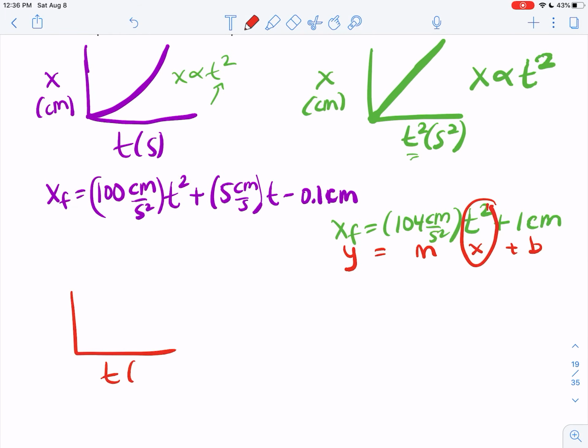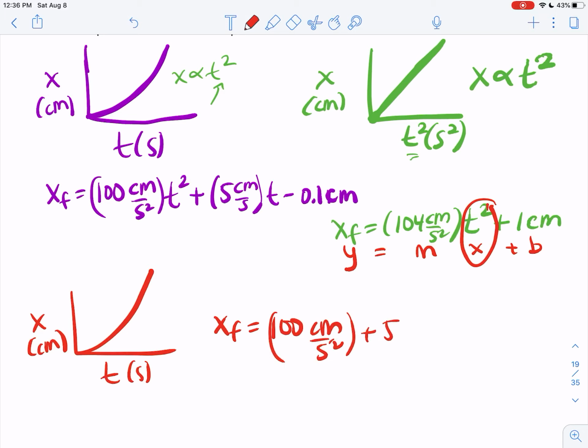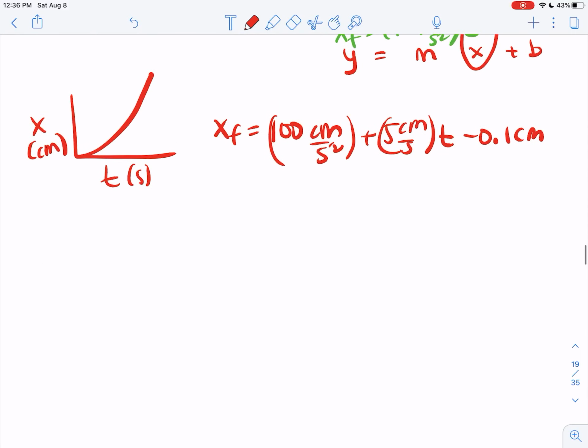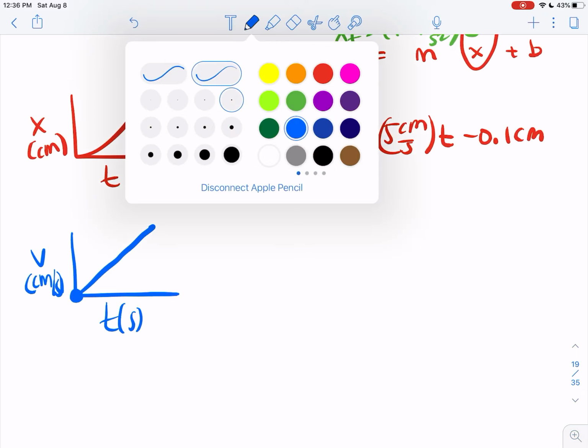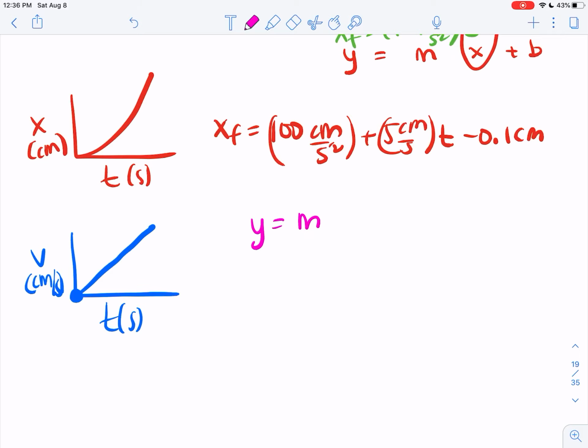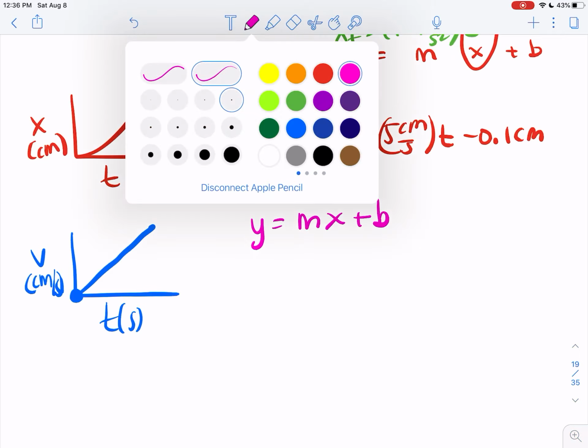So when I had this, I had xf equals 100 centimeters per second squared plus 5 centimeters per second t, minus 0.1 centimeters. Now, your velocity graph should look like a line. It should be linear, and it should have an intercept pretty close to 0, but maybe not quite 0. When you're writing your velocity graph equation, you'd start with y equals mx plus b because it's a line.